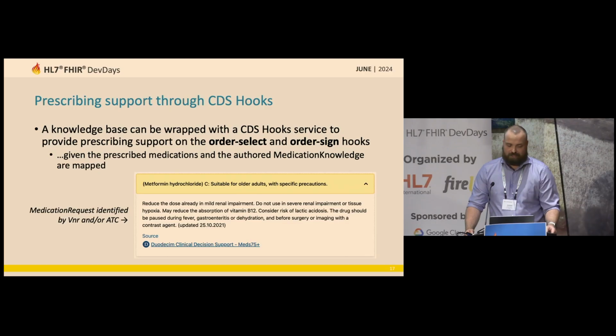Now that you have a knowledge base, it can be wrapped with the CDS hook service, if that's a use case that you want to support. It can be nice, especially for the kinds of systems that are not FHIR native. And the quite obvious choices of hooks to use here are either the order-select or order-sign, perhaps even both. But to repeat, it's very important here that you have some kind of mechanism for identifying the authored medication knowledge from the incoming medication requests. So, for example, in Finland, this would be the Nordic article numbers and the ATC codes.